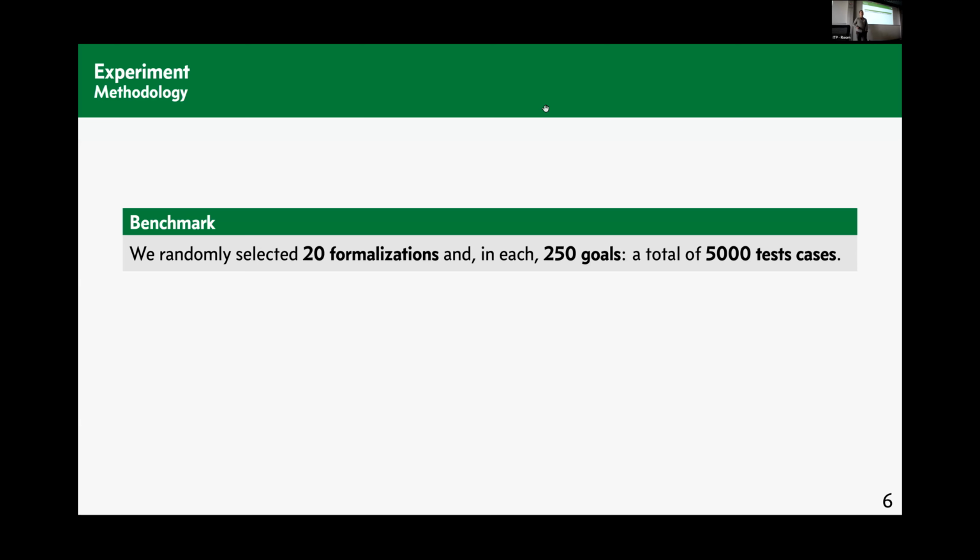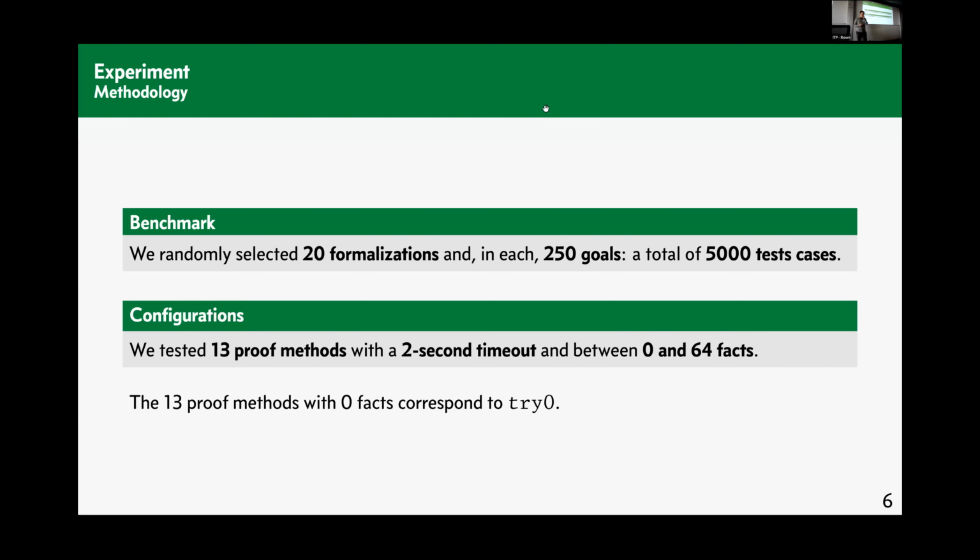So that means a total of 5,000 test cases. And we tested many configurations of the proof methods on those test cases, more specifically 13 proof methods. We use a 2-second timeout. So this is the confirmation from the first talk today that we use in Sledgehammer, a very short timeout.